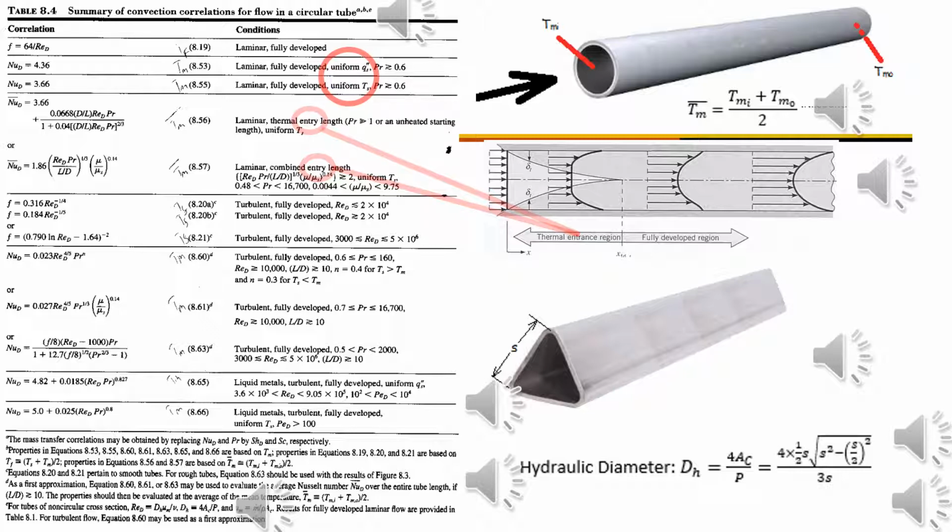Note that some correlations are for a uniform heat supply per unit surface area, denoted as uniform q double dash in the table, e.g. 1000 watts heat supplied, per square meter. Other correlations are for a uniform surface temperature, Ts, e.g. 400 Kelvin, all across the surface.